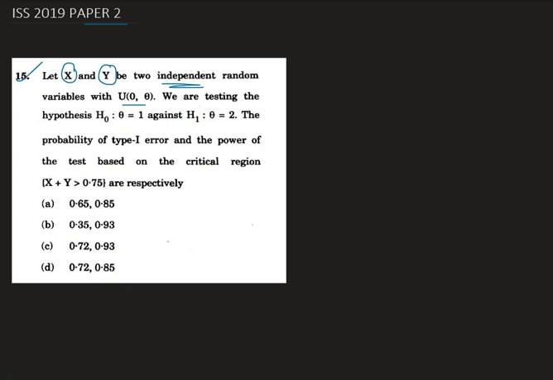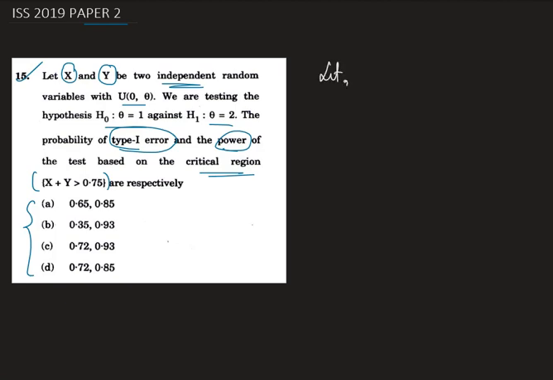Given a testing problem where the null hypothesis is theta equals 1 against the alternative theta equals 2, we need to find the type 1 error and the power of the test based on the critical region x plus y greater than 0.75. Now we are given four options and we need to find the correct one. So let's start.